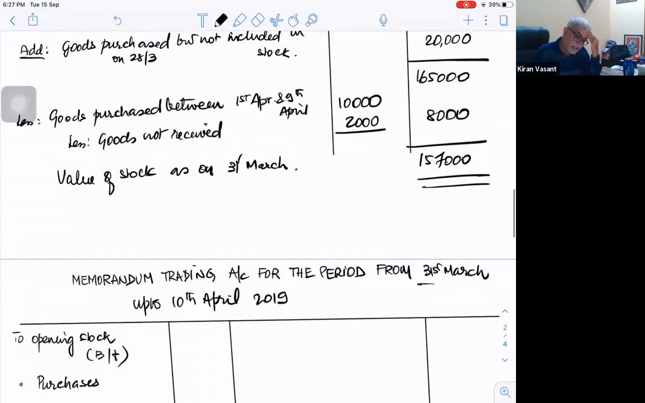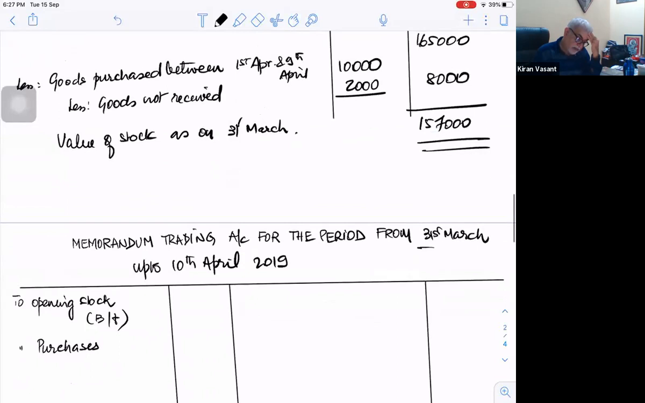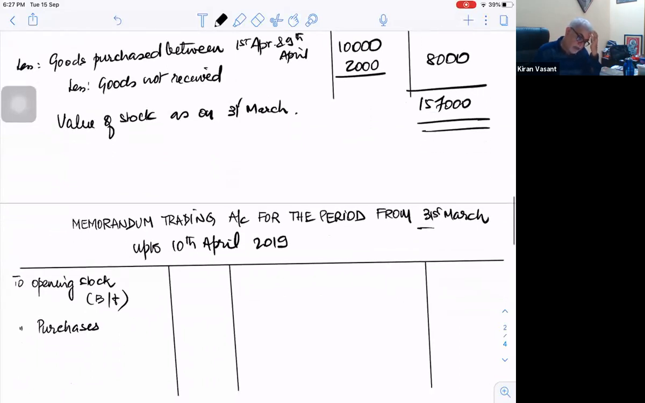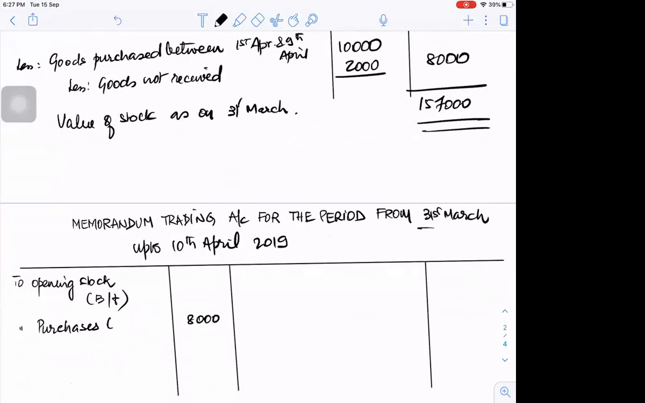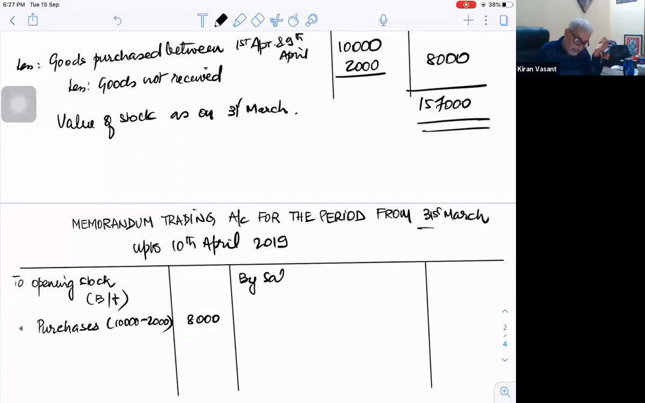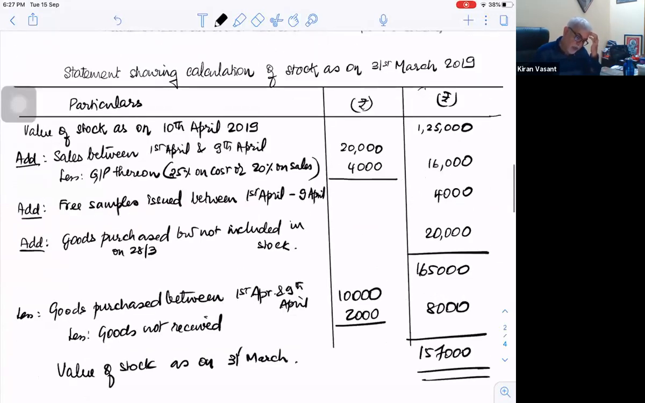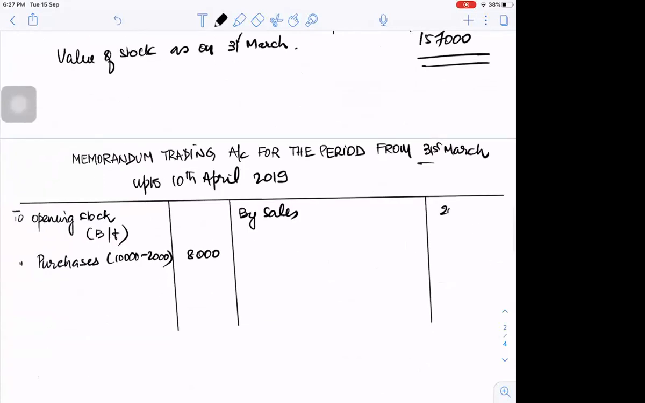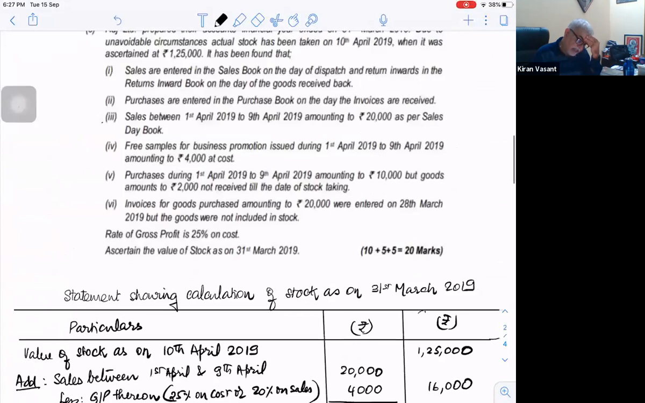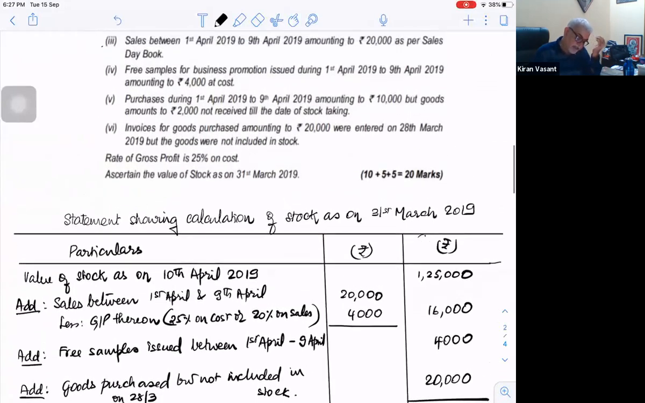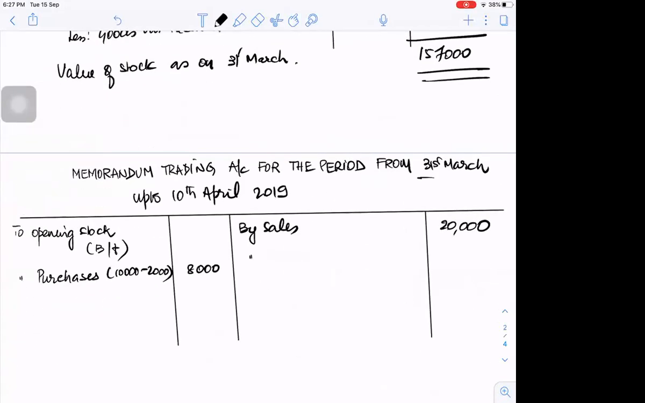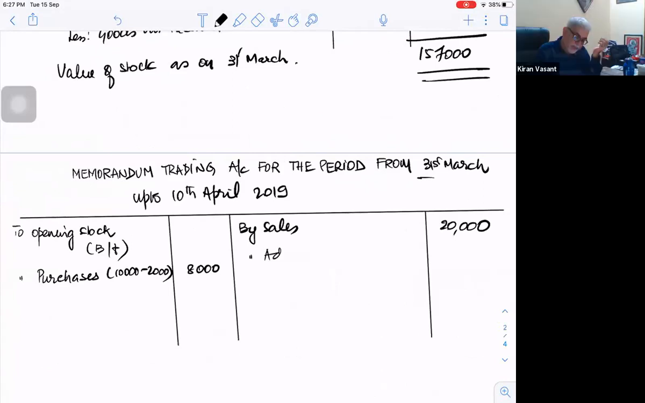To purchases. What is the purchases? 8,000, 10,000 less 2,000. What is the sales during this period? The sales was 20,000. Then what else was there in that? 3 samples given. So 2 free by samples, advertisement.